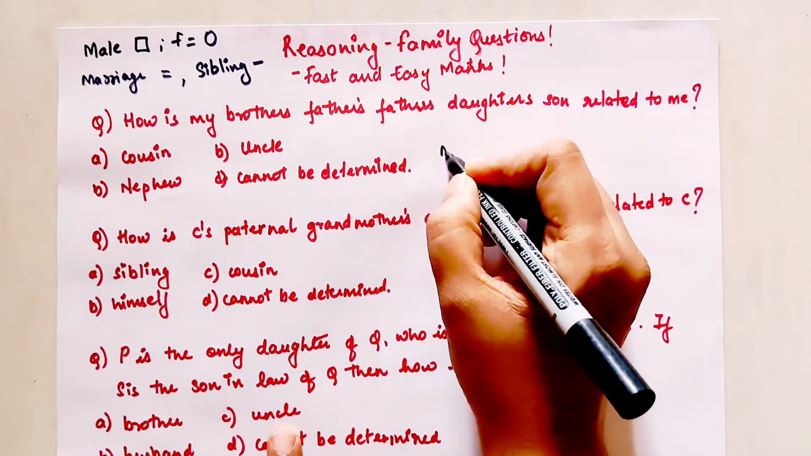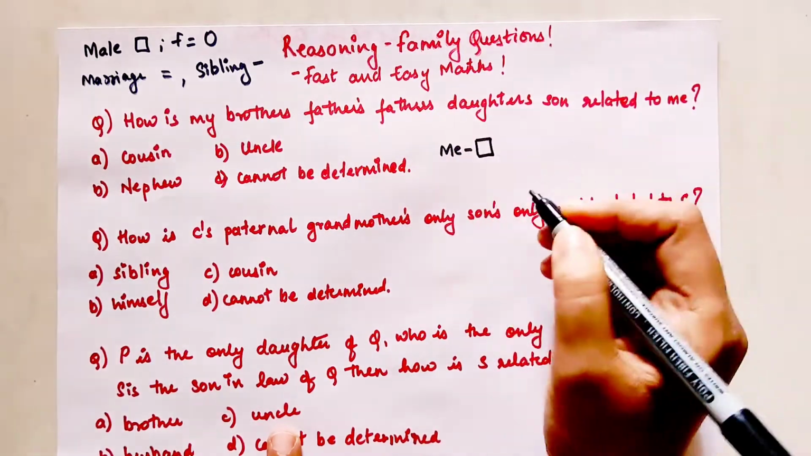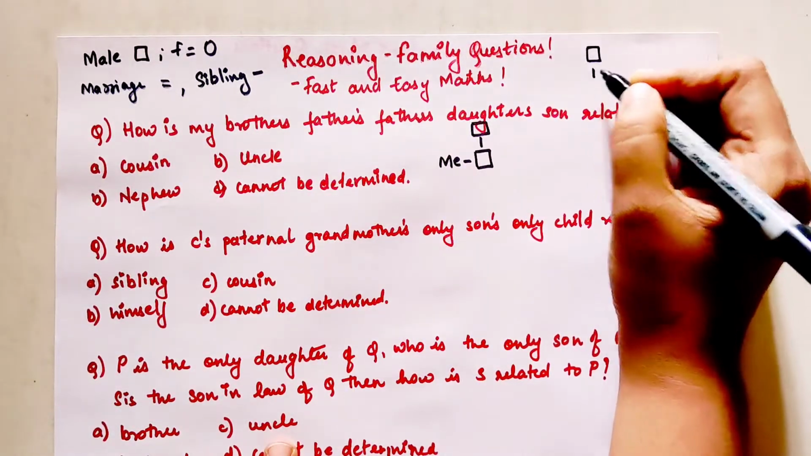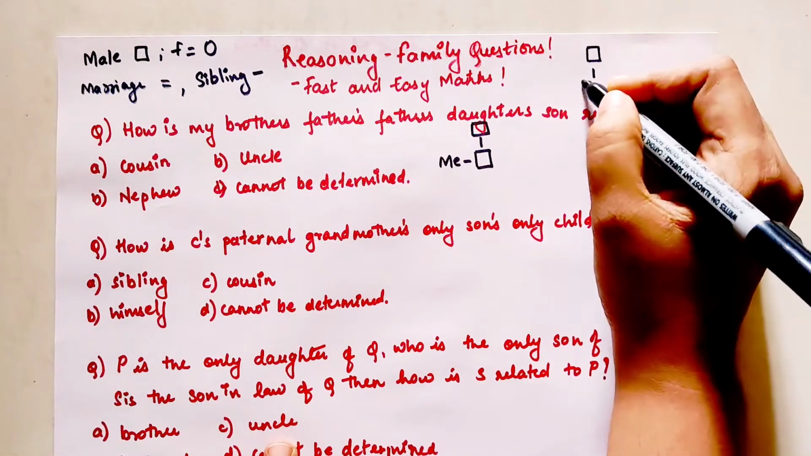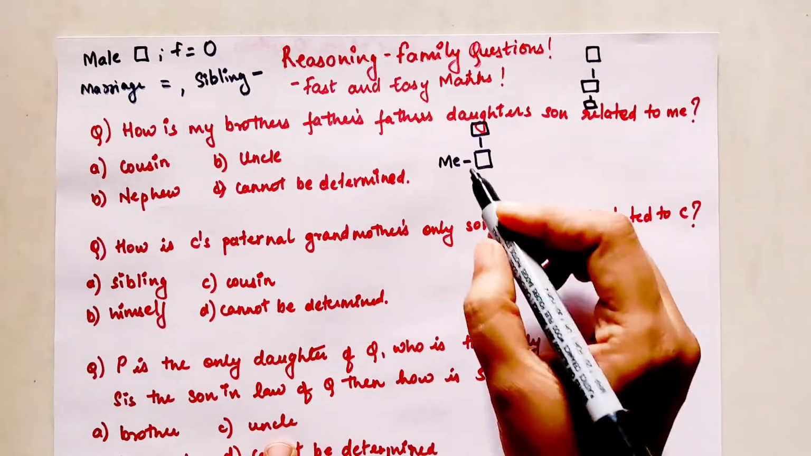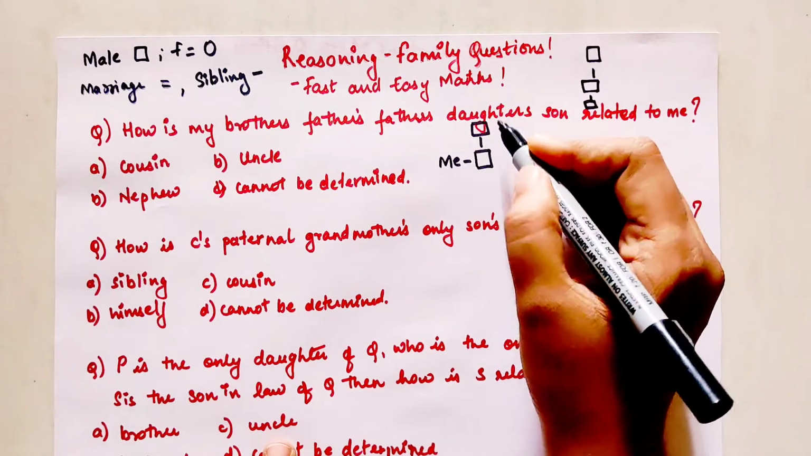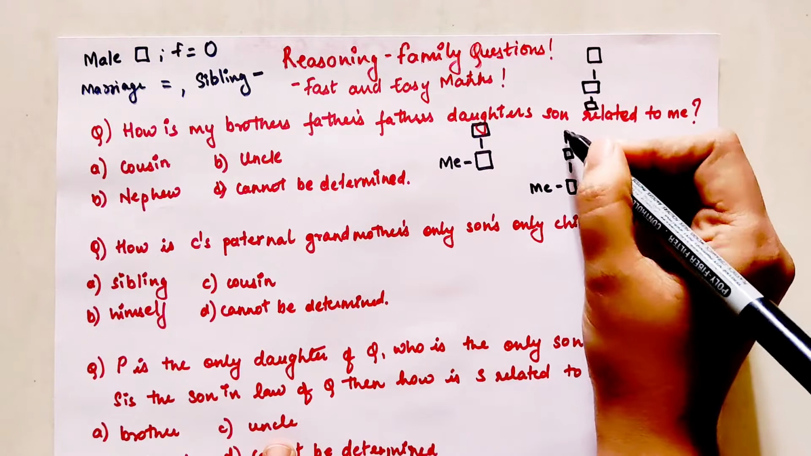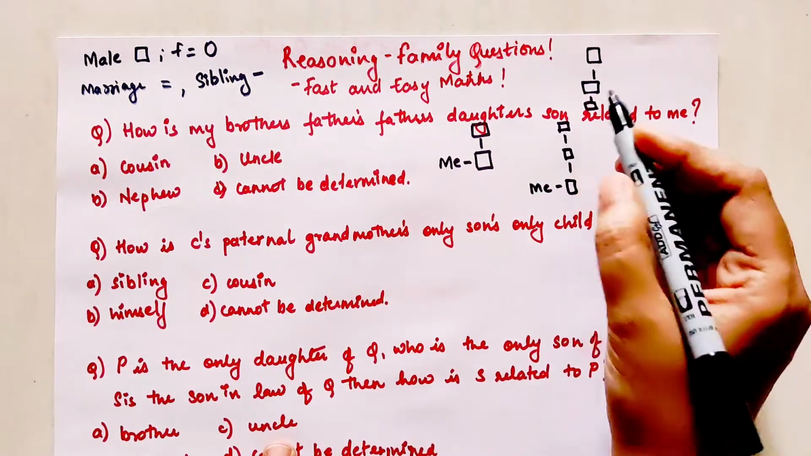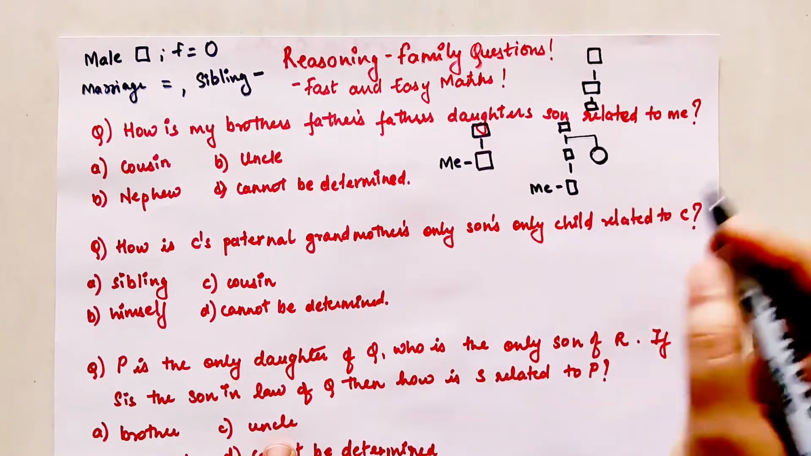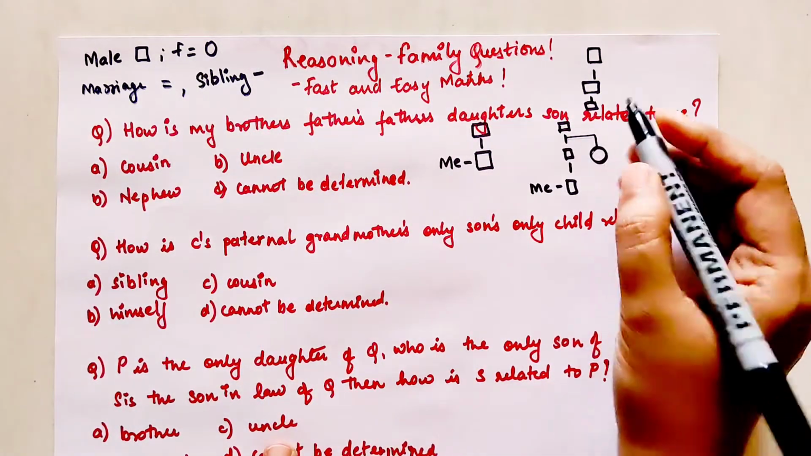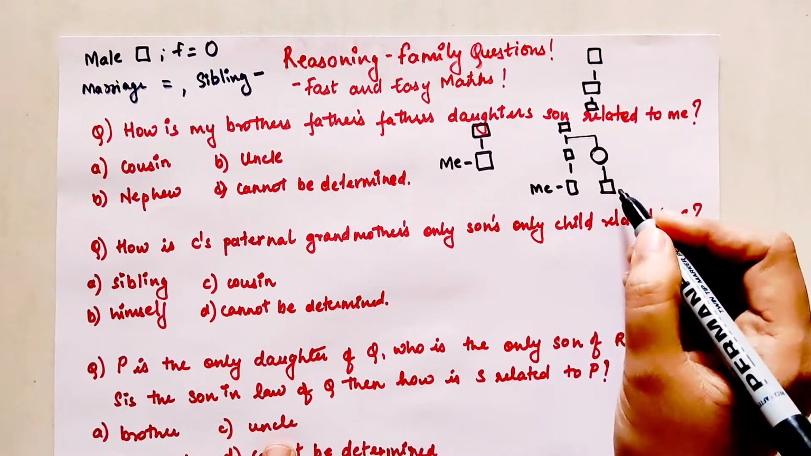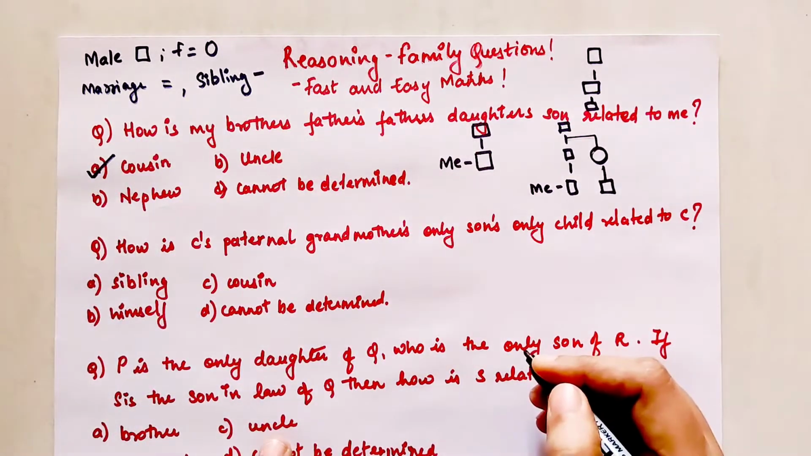Means how is my brother, so this is me, my brother. Okay, so there is a male whose father. Please understand, when there is a generation change we will use something like this. Okay, and if there is one more generation then we'll have something like this, and then there is one more generation. Okay, so this is me, my brother, and brother's fathers. Okay, so wait, this will not fit in, so here I write it over here: me, my brother's father, father's father. Okay, so please understand, brother's father's daughter. Okay, so daughter, again we are going to use the circle to represent a female. Daughter's son related to me. So now understand, this fellow will be what? He will be my aunt's son, right? So he will be my cousin. So option A is my answer.